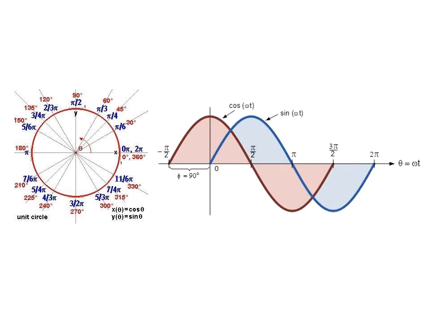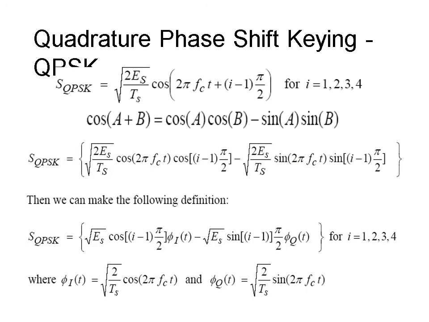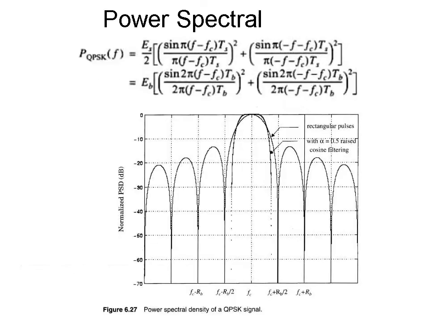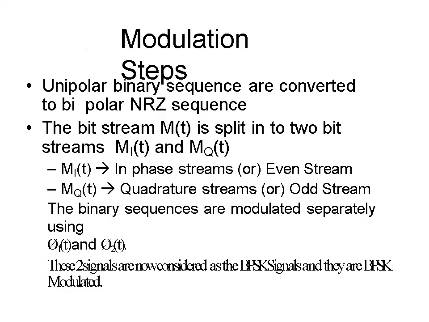So this is the constellation diagram for the QPSK. The quadrature phase shift keying equations are given here. This is the constellation diagram for that, with the carrier phase 0, pi by 2, pi and 3 pi by 2. This is the power spectral density of the QPSK signal.